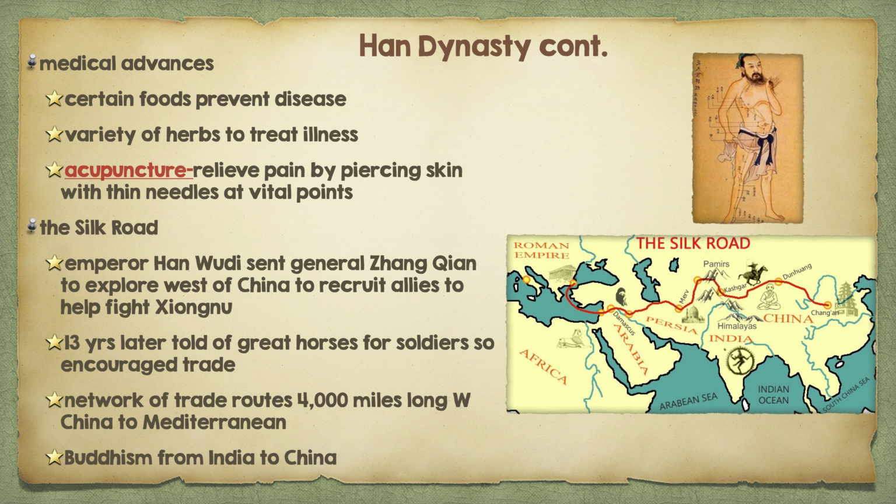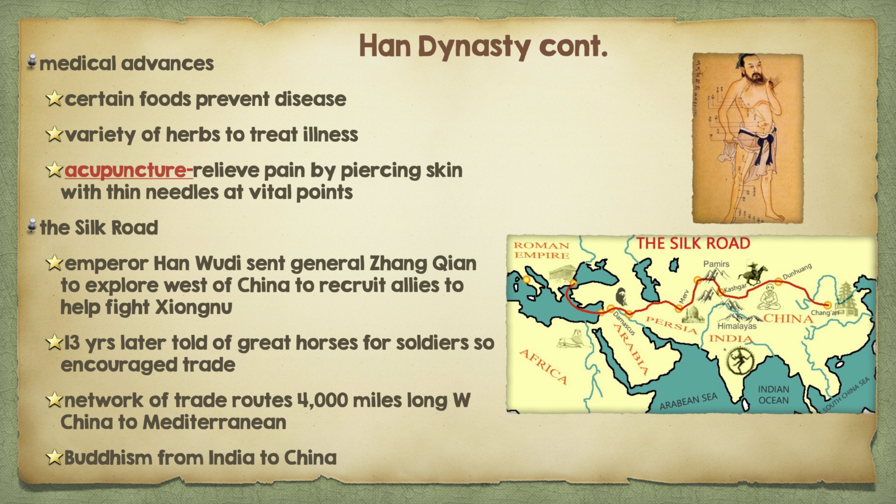Okay. Also, there's medical advances, like we talk about medicine in most of the chapters, right? Certain foods they realize can help prevent disease. They use a variety of herbs to treat illnesses. And one of the newer ideas, acupuncture, which of course people still do today to relieve pain. And it's very amazing that they were able to figure that stuff out way back when.